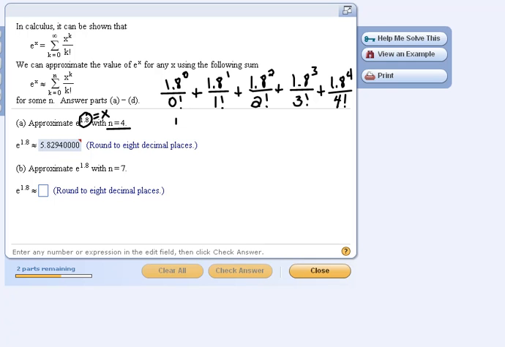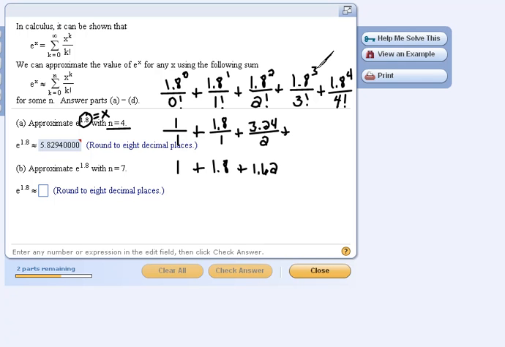1.8 to the 0 power is 1, over 0 factorial, which is by definition 1. So this would be a 1, plus 1.8 to the first power is 1.8 over 1 factorial is 1, so that would be plus 1.8. Then we would have plus 1.8 squared is 3.24 over 2 factorial, which would be 2 times 1, which is 2. And 3.24 divided by 2 is 1.62.